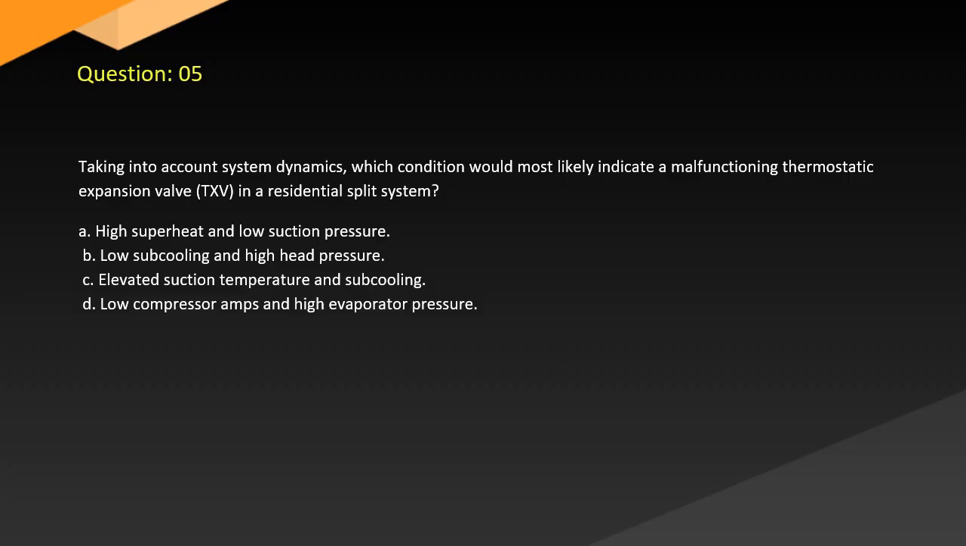Question 5. Taking into account system dynamics, which condition would most likely indicate a malfunctioning thermostatic expansion valve (TXV) in a residential split system? A. High superheat and low suction pressure. B. Low subcooling and high head pressure. C. Elevated suction temperature and subcooling. D. Low compressor amps and high evaporator pressure.